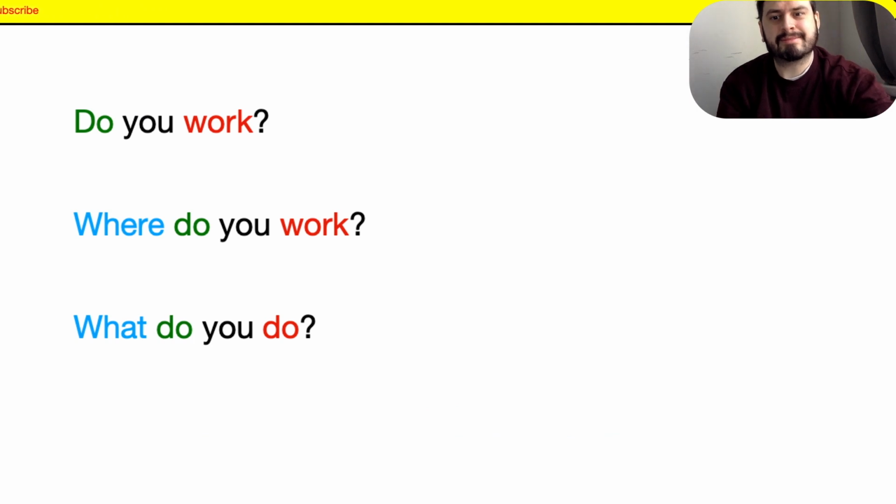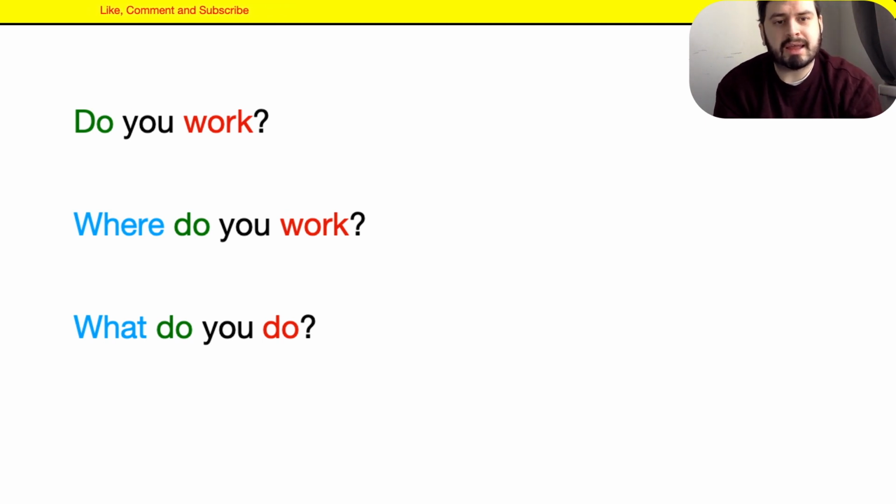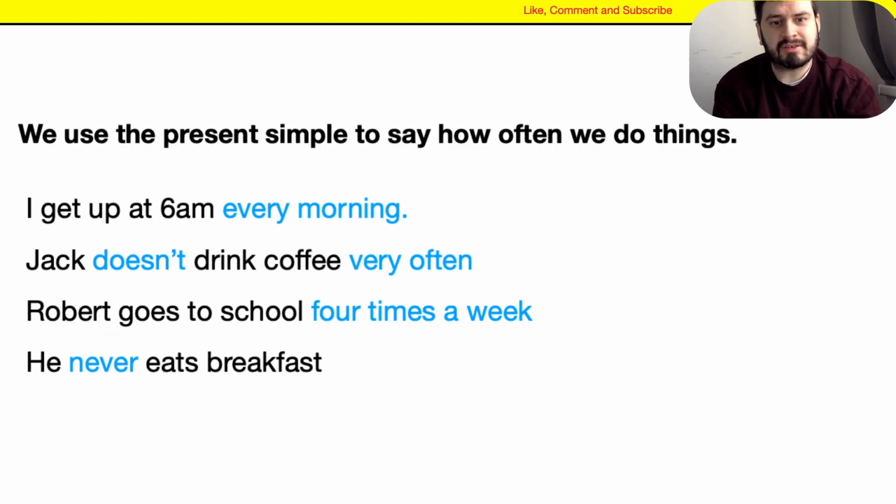Very important. Here are some examples. Do you work? Where do you work? What do you do? Again, here you can see the structure. Do, pronoun, verb. Question verb, do you work? You, pronoun, work, verb. What do you do? Here again an example of do as an auxiliary and do as the main verb. So you can say this in English.